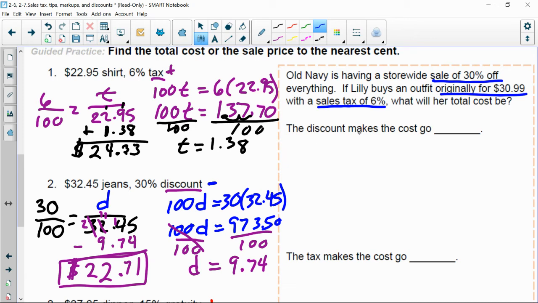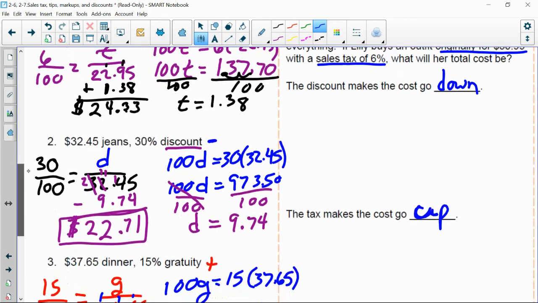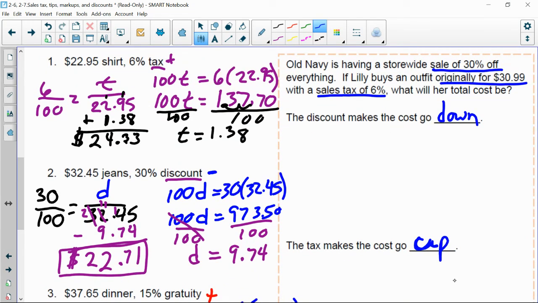Okay, so the discount makes the cost go down, whereas the tax will make the cost go up. So we need to find how much are we going down and how much are we going up. So first we got to find our discount. Okay, so we have to set up our discount. How much is she saving? 30% over 100. This is your discount. And originally the outfit was $30.99.